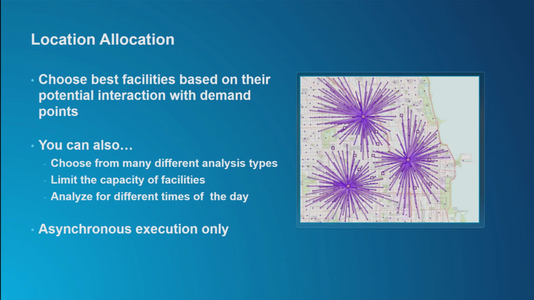The next service is location allocation, and this allows you to solve facility location problem. What do I mean by that? Let me give you an example. Say you are in a fire department and you want to plan a location, or you want to site a location for a new fire station such that the overall coverage of the neighborhood is improved.